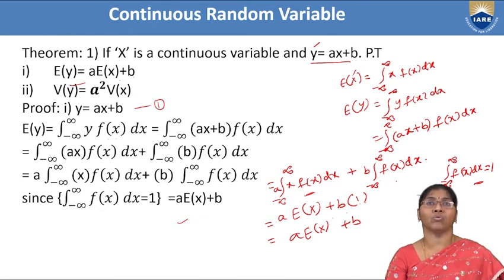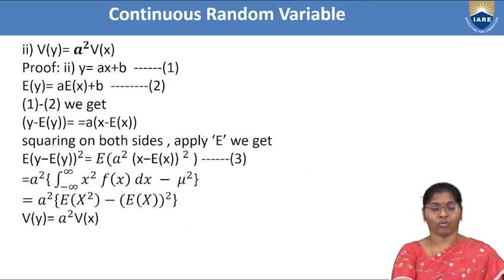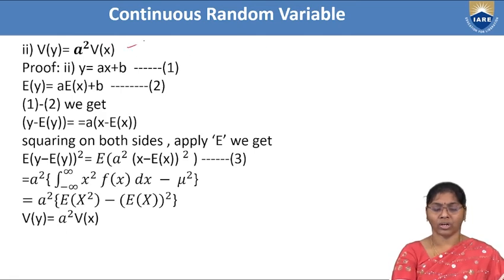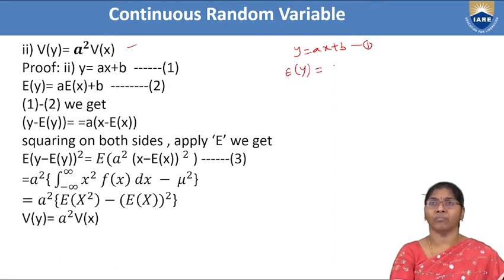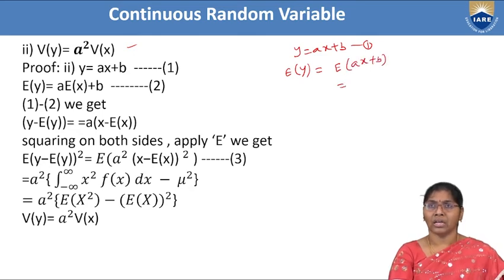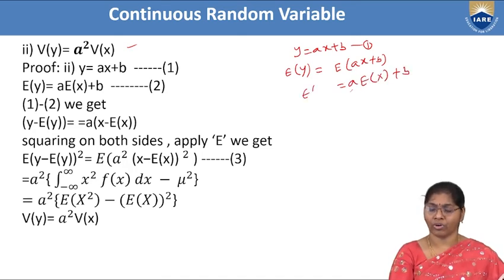Next, variance of Y equals a square into V of X. We are solving this in two or more methods. First of all, I am solving by the substitution method. The given condition is Y equals ax plus b, which is equation number 1. Similarly, applying expectation on both sides, E of Y equals E of (ax plus b). Already in the first statement we got this as a into E of X plus b. I am applying that, that is E of Y, equation number 2.